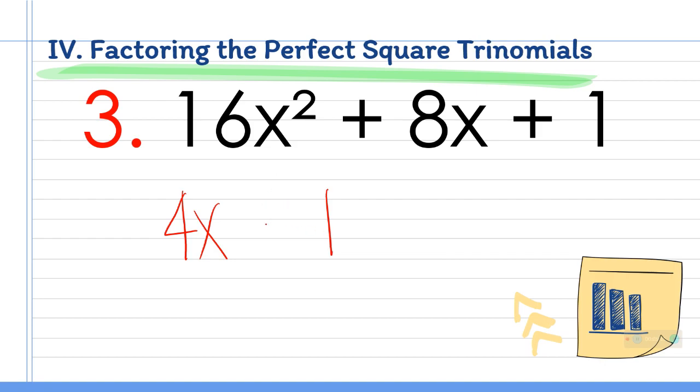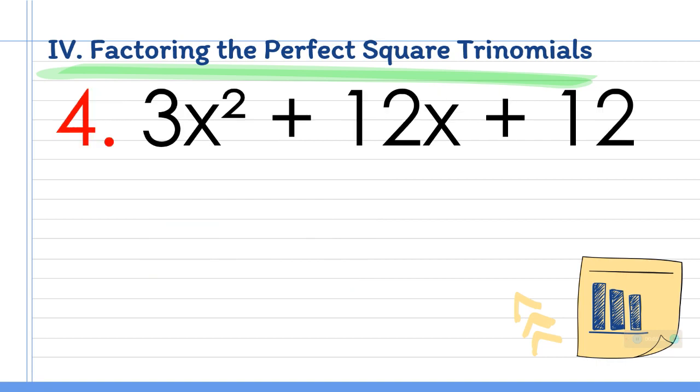Then copy the sign of the middle term. We have here positive, and close in parentheses and raise it to the second power. So it's very easy to factor a PST or perfect square trinomial. Okay? Next, let's have this one. As I've said in the characteristics of PST, the first term and the last term should be perfect squares. They must be perfect squares.